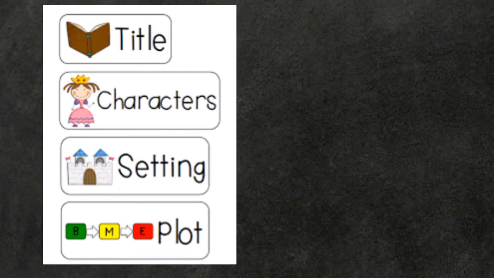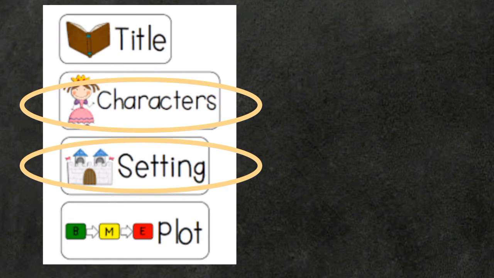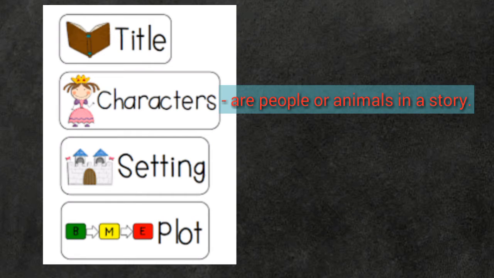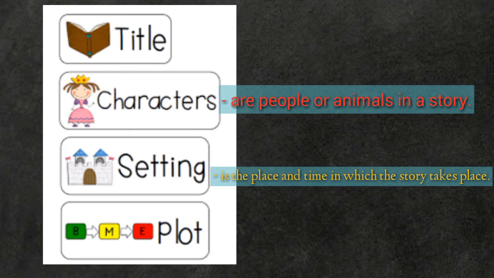There are many elements of the story. One of these is the settings and character. The other story element will be discussed in a future lesson. Characters are people or animals in a story. Settings is a place and time in which the story takes place.